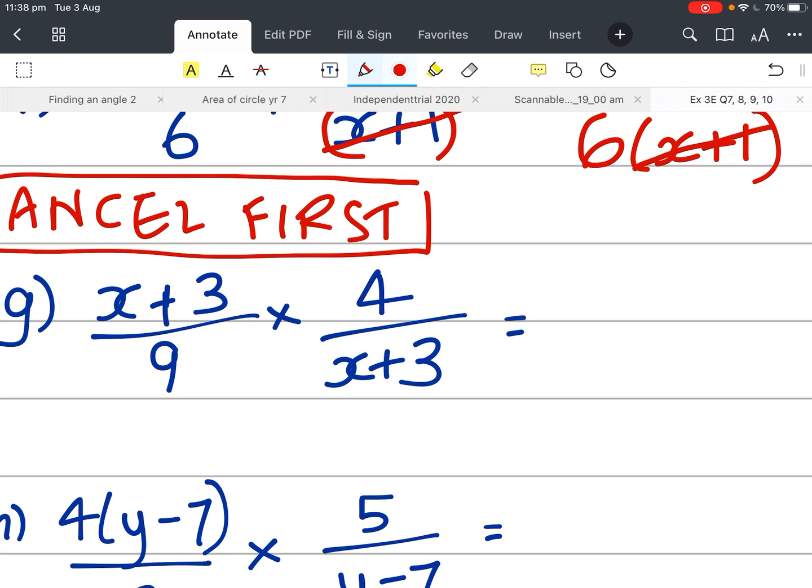Right, let's see if we can find the answer now. Okay, so I've got an x plus 3 on the top in the numerator and an x plus 3 on the bottom. So straight away, I'm going to cancel that out. Remember, that just means a 1, but you don't really have to write it in if you don't want to. So straight away, I can go to my answer. 1 times 4 leaves me with 4. That's all that's left on the top. And 9 times 1 leaves me with 9.